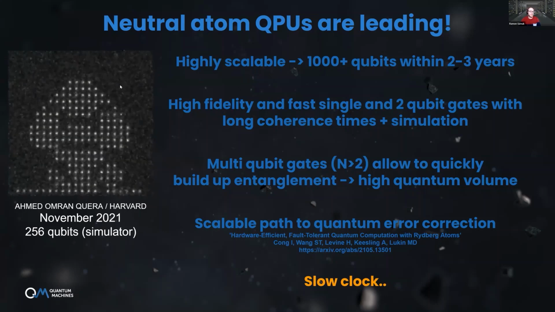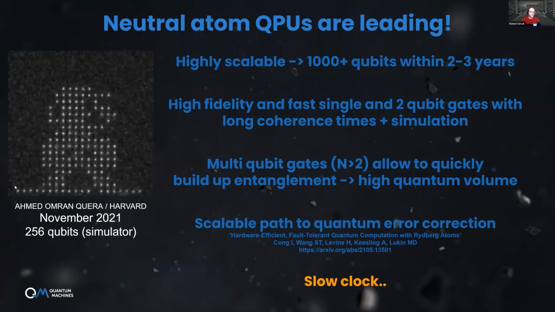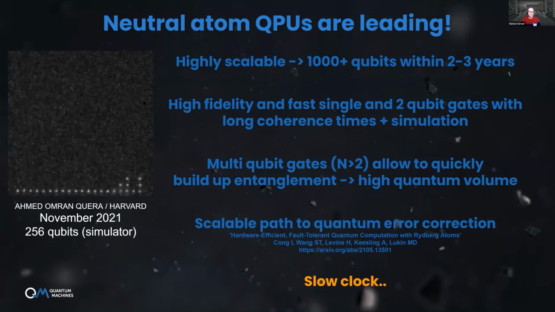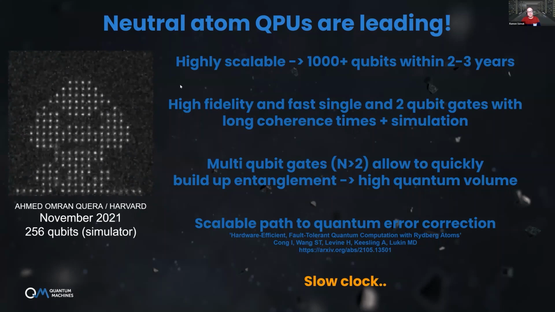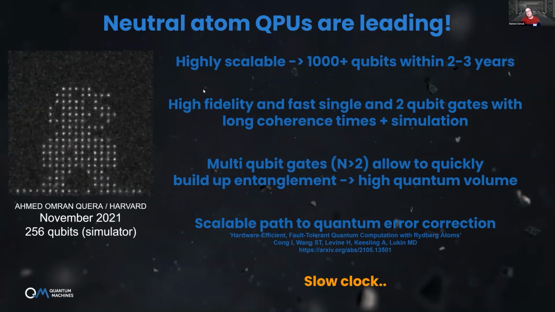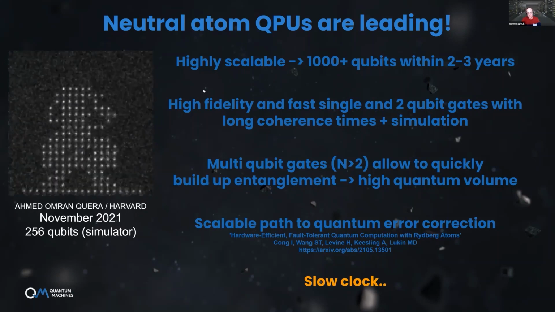I mean, as this funny Mario Bros animated GIF shows, this here, by the way, is a 20 by 20 array. It's 400 qubits. It seems like it's relatively straightforward to scale. High fidelity and fast single and 2 qubit gates have been demonstrated, not necessarily on large arrays, of course.